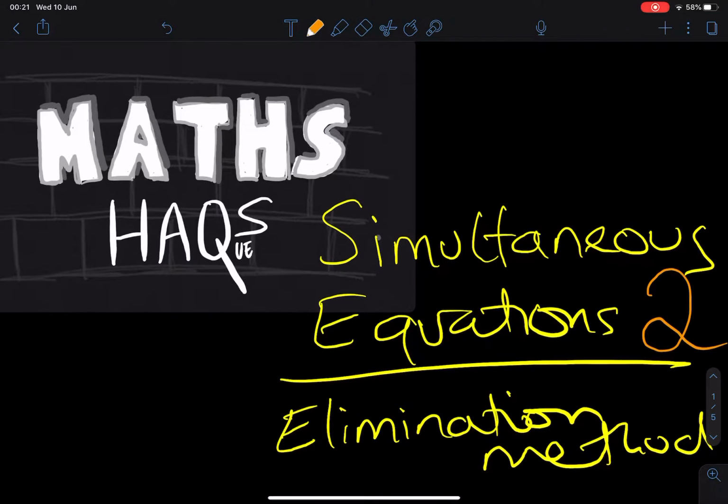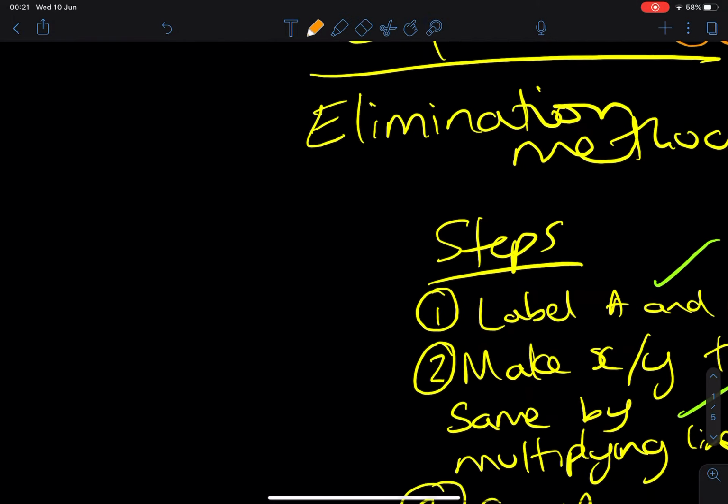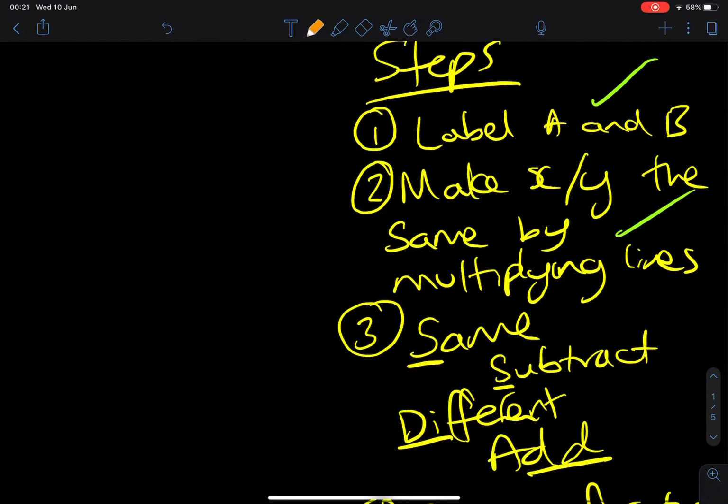Okay, so this is the second part of the simultaneous equations elimination method video. We've already done a question where we didn't have to change anything to do with the variables. Two of the variables were already the same. So now we're going to take it one step further and do it when we need to change both variables.